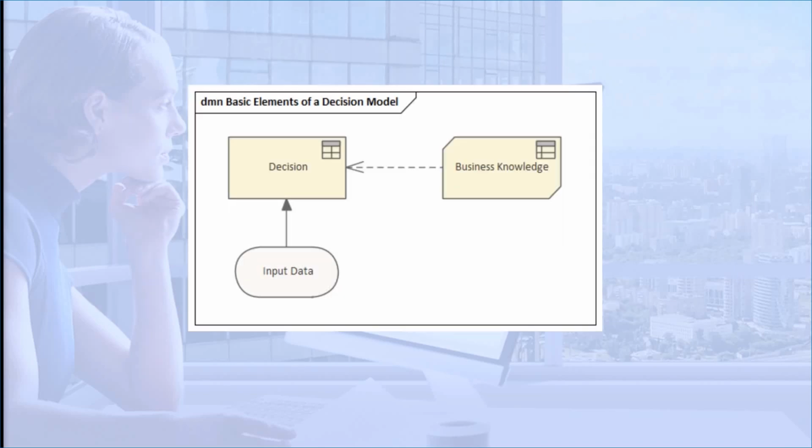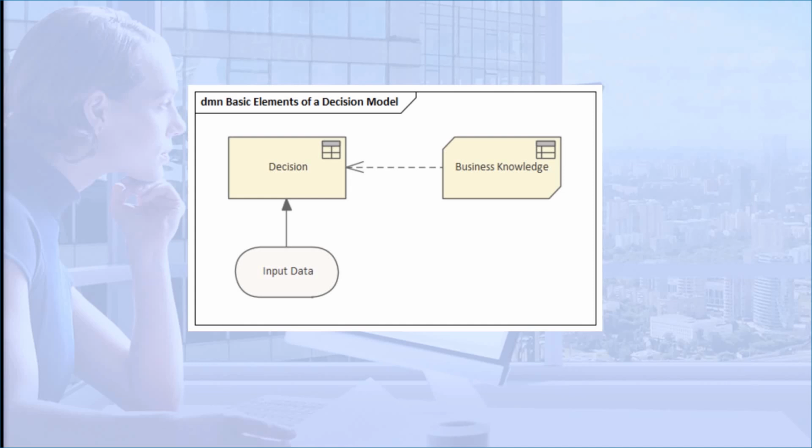On screen, we have an example of a decision model in Enterprise Architect. The business knowledge model outlines the inputs and business knowledge that may influence or impact the business decision. This approach allows an organization to capture and represent their business knowledge in a structured manner that is easy to read and easy to explain to stakeholders.